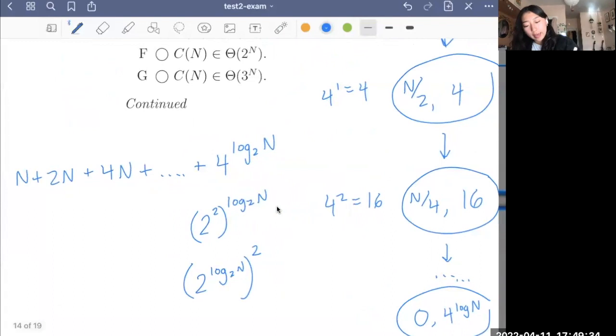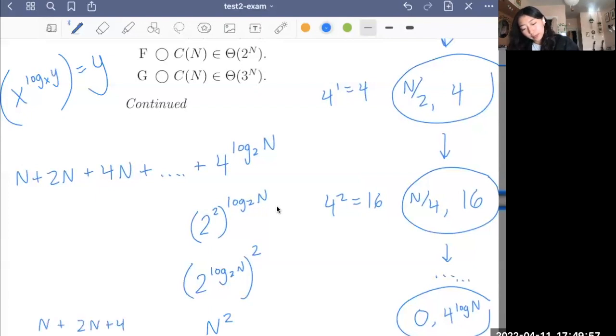We know that x to the log base x of y is just equal to y, right? Because log and exponent are the inverse of each other, which means this whole thing is really just equal to n. And so what we get here is n squared. In other words, the total sum is n plus 2n plus 4n, all the way up to n squared.